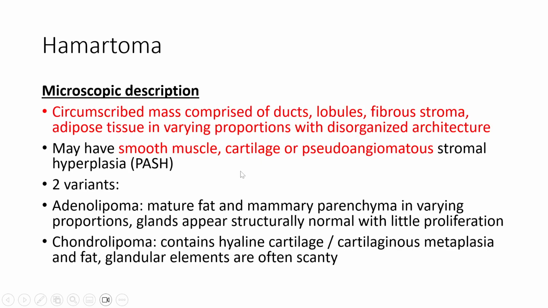So the microscopic feature, a lot of words here, but I just would like to tell you, you can find normal breast components, including the glandular component, stroma, fat, and whatever other normal breast component you can see in the breast. But the key feature is they are not organized well.